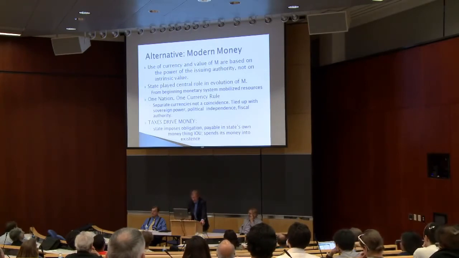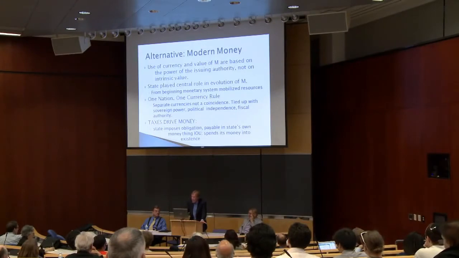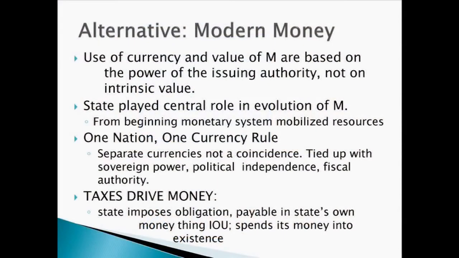The state played the central role in the evolution of money. I think that Michael will talk about this. And from the beginning, the state used, and in fact purposely created, the monetary system to move resources to the public sector. That was the purpose of creating a monetary system. We find, as Charles Goodhart says, that in almost every case we have one nation, one currency. Euroland is the first major experiment in breaking this link between nations and their currencies. It's not going so well for them if you're paying attention to what's going on in Euroland.